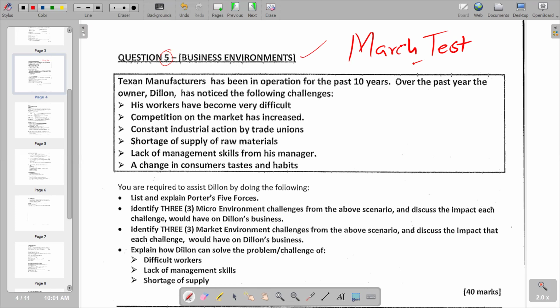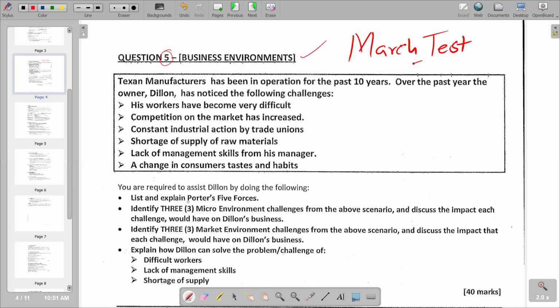So we're given different points here. First one reads: his workers have become very difficult. Competition on the market has increased, constant industrial action by trade unions, shortage of supply of raw materials, lack of management skills from his manager, a change in consumer taste and habits. So these are the challenges that we are given. Then beneath that we are given the requirements of the question.